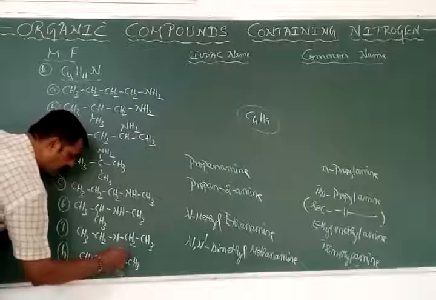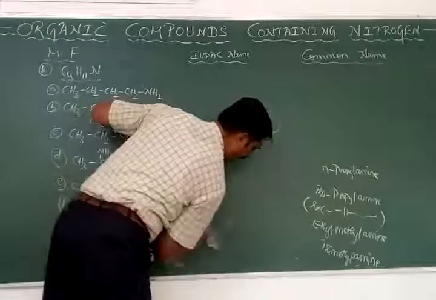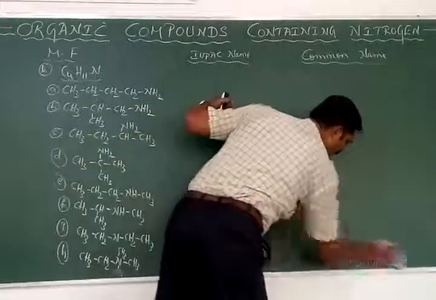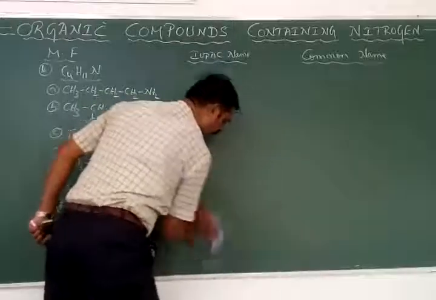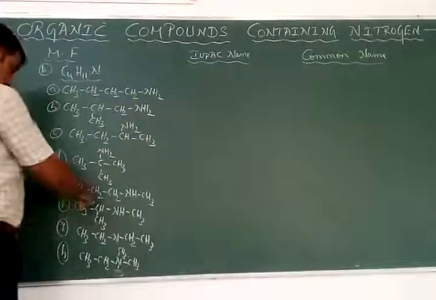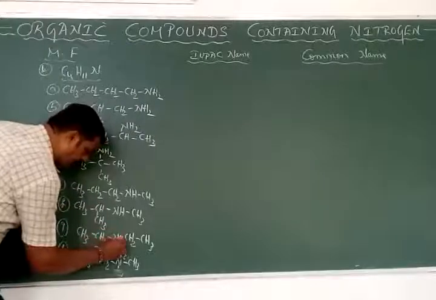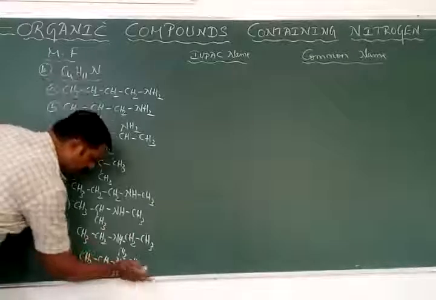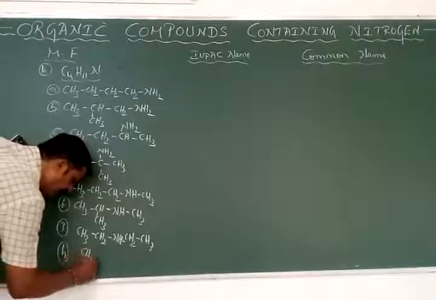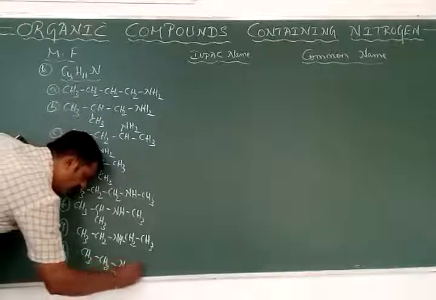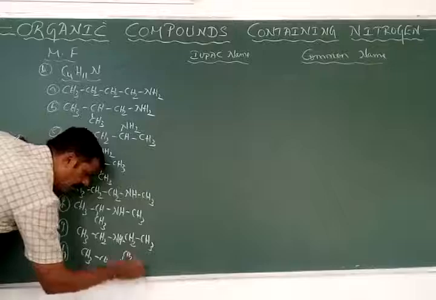So these are the various possibilities for the formula C4H11N. Among that, 4 are primary amines and 3 are secondary amines. Sorry, I made a mistake here. It is not N, here it is NH. Then we have CH3CH2N(CH3)CH3.